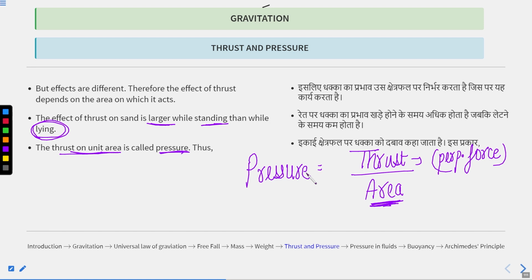So in today's class, we have completed the first part of the chapter, which was gravitational force, and now we have started the second part of this chapter, which is thrust and pressure, and we learned the definition of thrust. Thrust is the force perpendicular to the surface, and pressure is thrust upon area, and we learned about pressure from the example of loose sand. Is it clear, class? In the next class, we are going to continue this topic, thrust and pressure, and we will try to finish it in the next class.